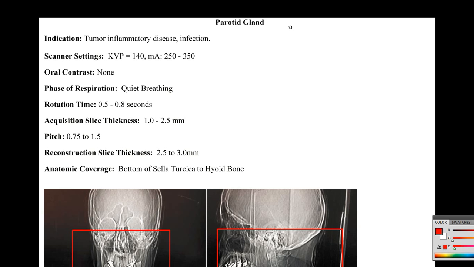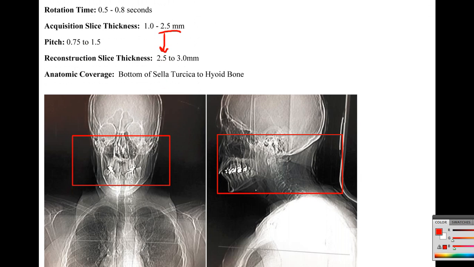Reconstruction slice thickness is going to be 2.5 to 3.0. Notice that our acquisition slices are 2.5, and so that means that the smallest, if we use 2.5, is going to be 2.5, but 2.5 to 3 millimeters is going to be a sufficient type of thickness for this. The anatomic coverage is from the bottom of the sella turcica to the hyoid bone. Sometimes the hyoid bone is a little difficult to differentiate. Usually it lies around T4, T5, somewhere in this vicinity.